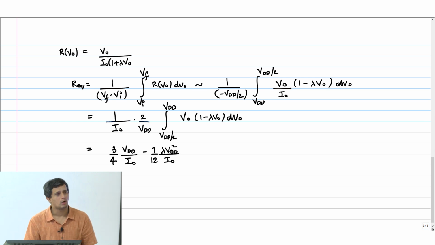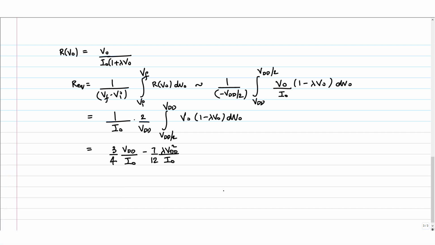So now the interesting thing is, if it's a long channel device, then lambda is equal to 0. So R equivalent is 3 by 4 VDD by I naught if lambda equal to 0. Okay, so the point I was trying to make last time is, we found an equivalent R, right. Why are we finding equivalent R? Because I can now treat this as an RC discharge and I can evaluate delays in terms of the time constant of that RC network.